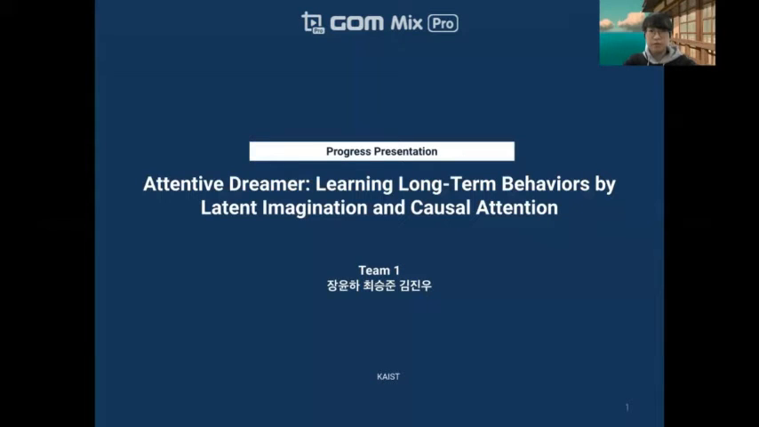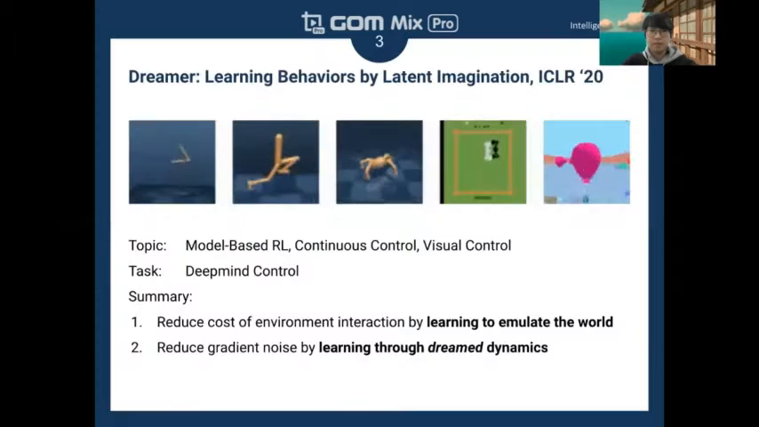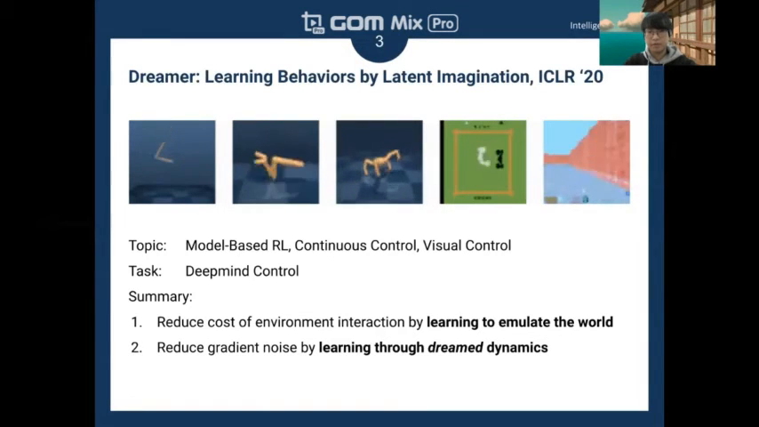Hi everyone, we will present you with a reinforcement learning approach named Dreamer and our progress in improving it. Dreamer is an RL agent that learns visual control in its dreams. Dreamer learns two big things. First, it learns how the world behaves. It learns to emulate the world purely by itself, just like dreaming. Second, it learns how to behave in the world by acting in its own dreams. This solves two critical problems in RL: expensive environment interaction and noisy gradients.